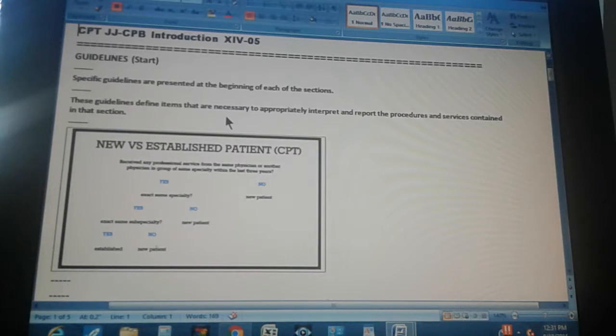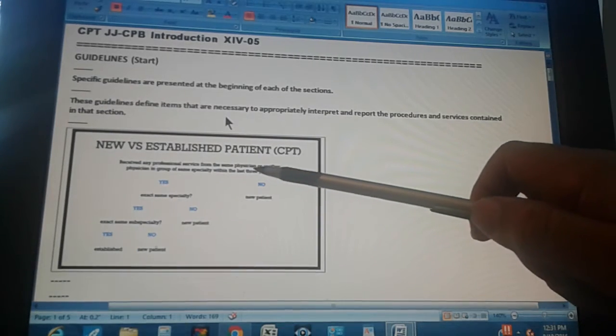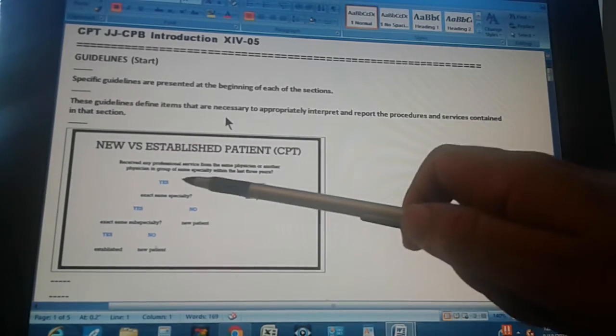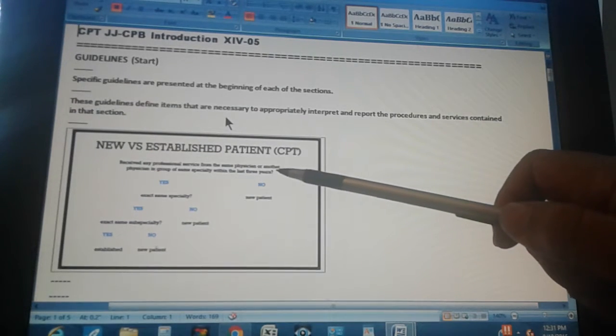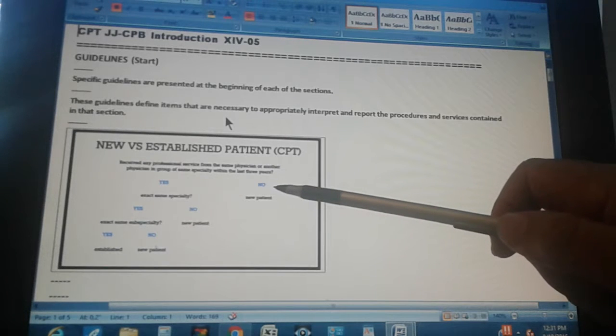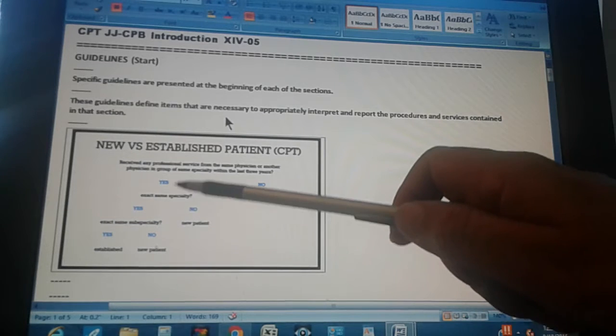That's what they're saying. For instance, in the guidelines for E&M, or evaluation and management, we find this decision tree on how to decide whether a patient is new or established. There's a bunch of questions to follow. Has the patient received any professional services from the same physician or another physician in the group of the same specialty within the last 3 years? If the answer is no, then that's a new patient. If the answer is yes, you ask another question.